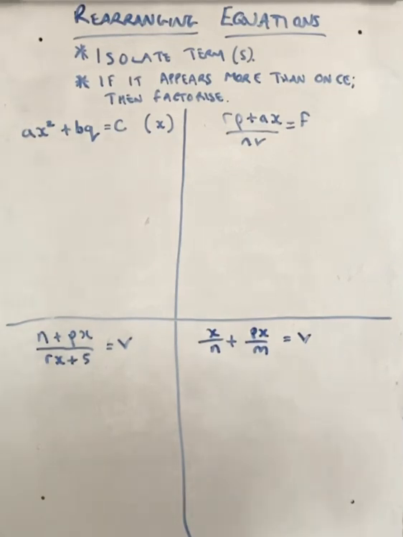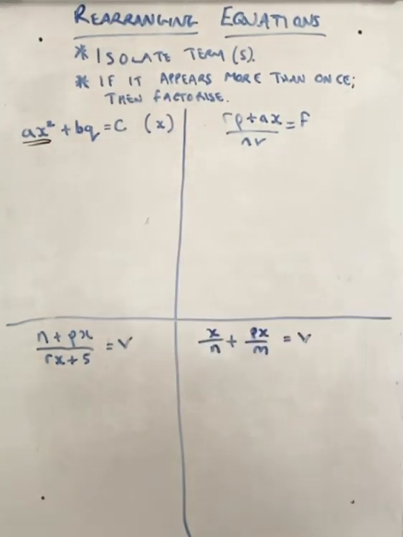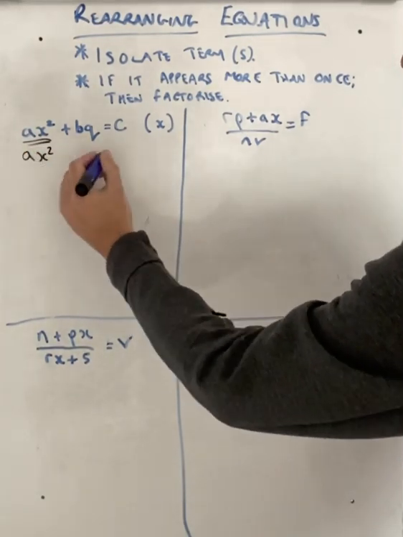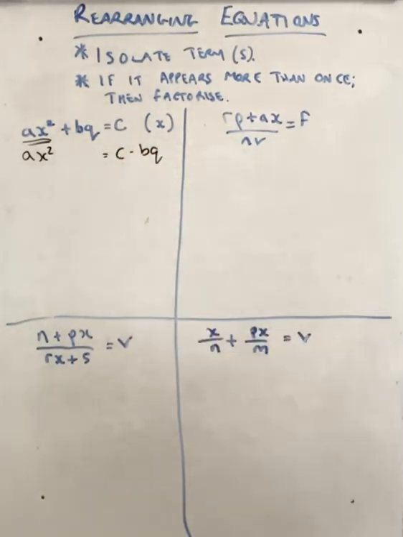So this first one, you'll see that this is our term that's containing x. There's only one term containing x, which makes it a little bit easier. And so we're going to isolate this term, which means every other term essentially needs to be on the other side of the equation. So that's going to give us ax squared equals c minus bq, because it's gone from a positive term to a negative term as we moved it across.